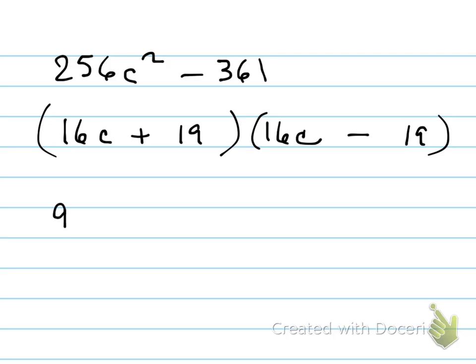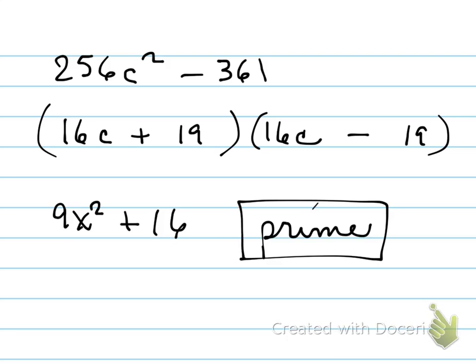Okay, let's look at this one first. 9x squared plus 16. Difference of two squares? Yes? No. Do you see what I'm saying? When it's easy, your little brain is going to want to make it work so bad that it's going to make everything the difference of two squares from now on. Why is this one prime?